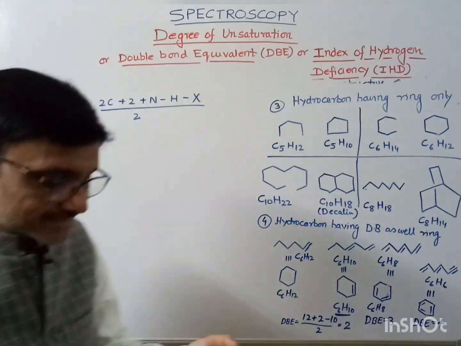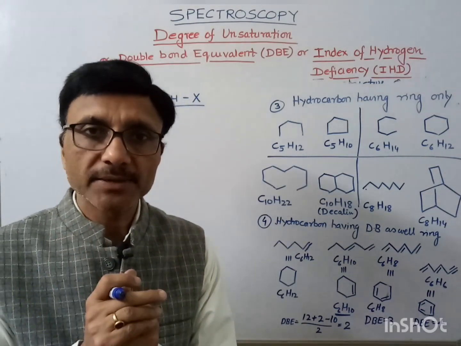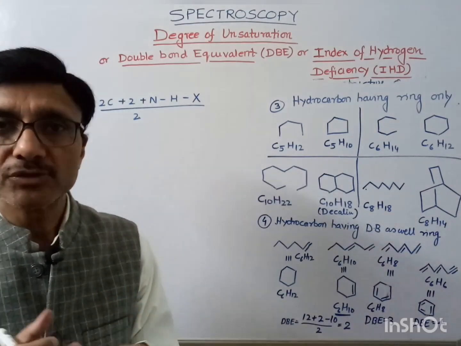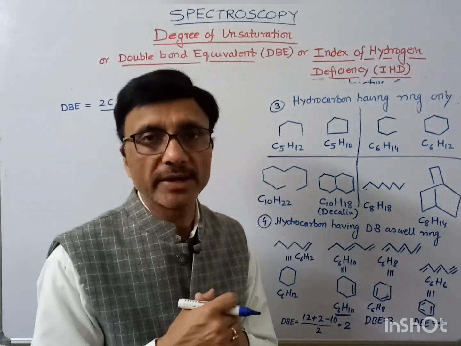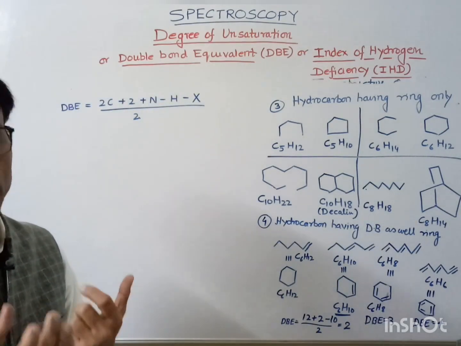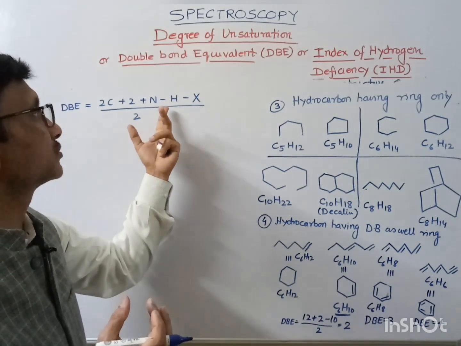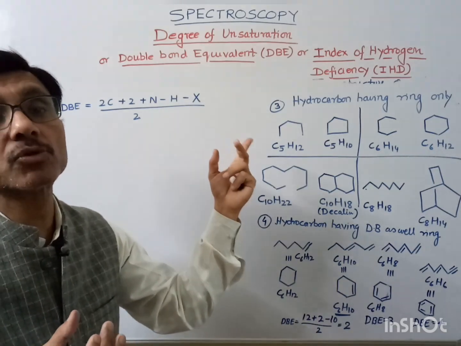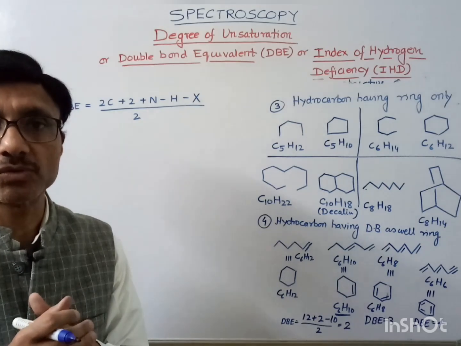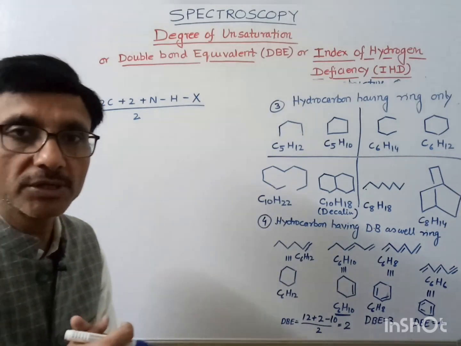Halogen works the same as hydrogen. Hydrogen is a monovalent atom, and halogen atoms like chlorine, bromine, and fluorine are also monovalent atoms. Just as a double bond reduces the hydrogen count by 2, in the same way a double bond also reduces the halogen count by 2.